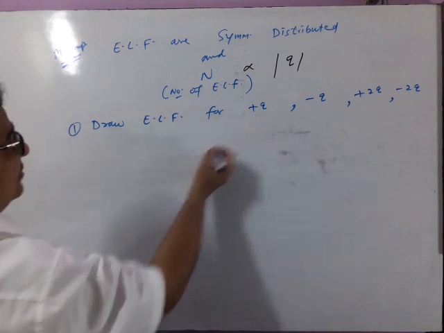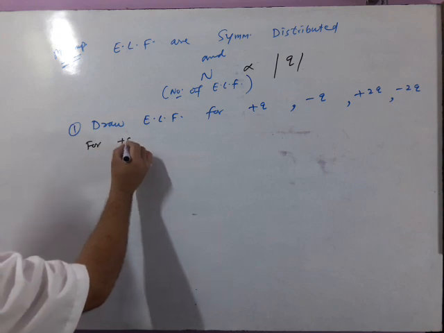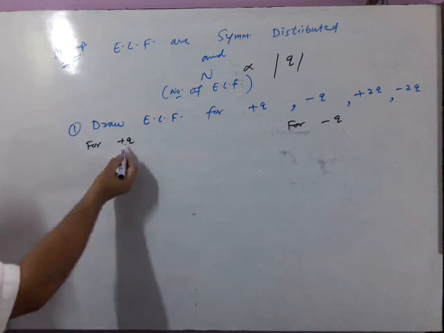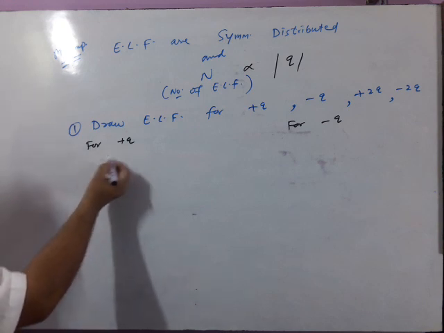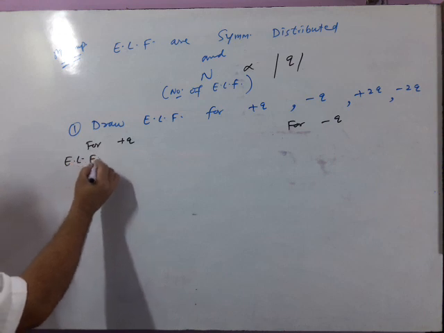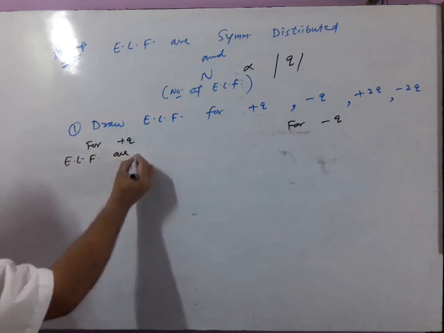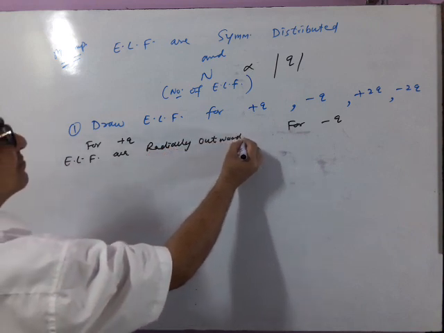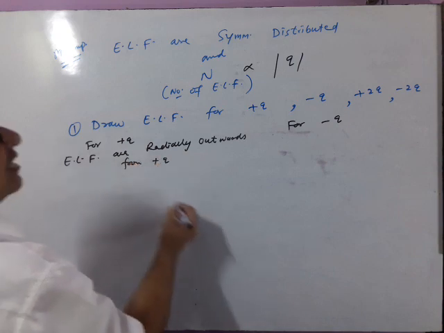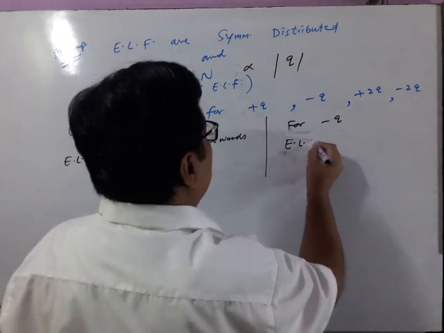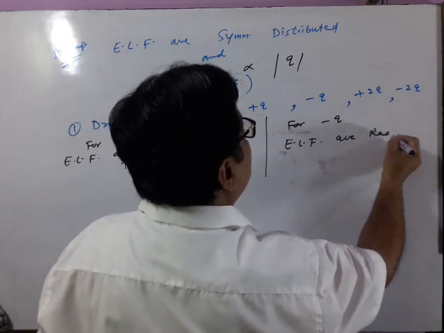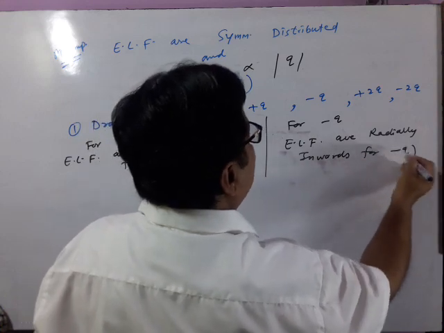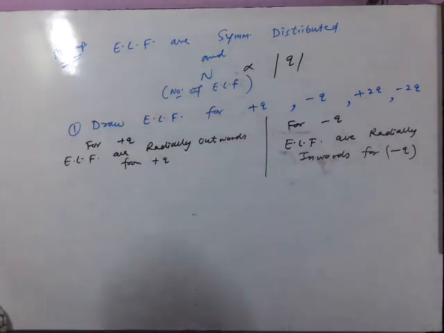Now, for plus Q and for minus Q, electric field is radially outward for positive charge, you know it. So electric lines of force are radially outward from positive charge, and electric lines of force are radially inwards for minus Q charge. Now you should focus on three things.